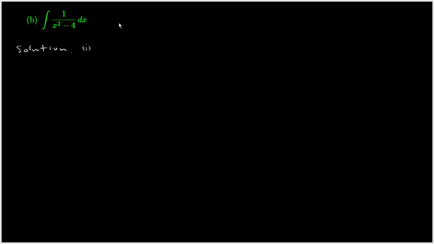The first thing we do is to factor the denominator as far as possible. This is simple, right? We factor x squared minus 4 as x minus 2 times x plus 2. All of you know that.